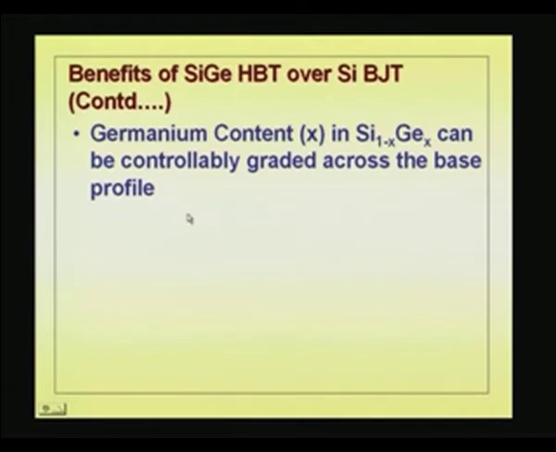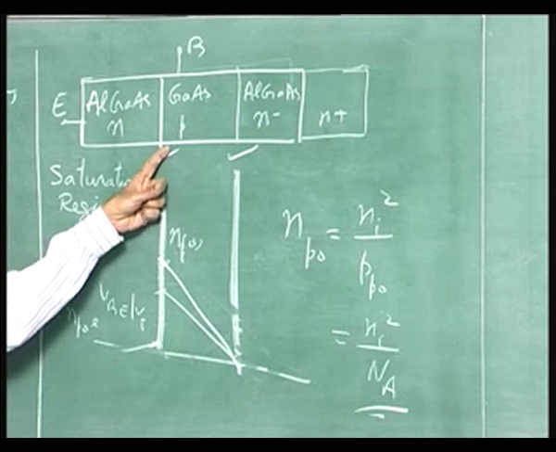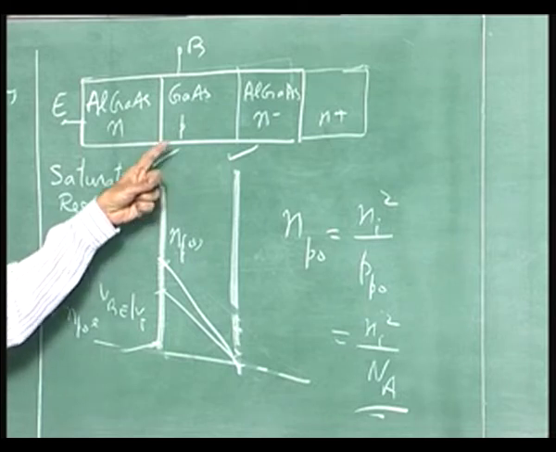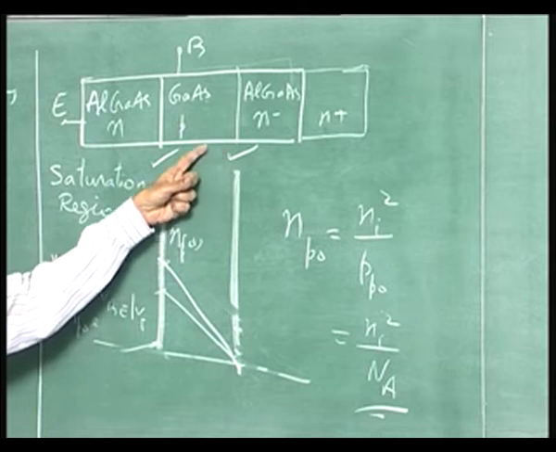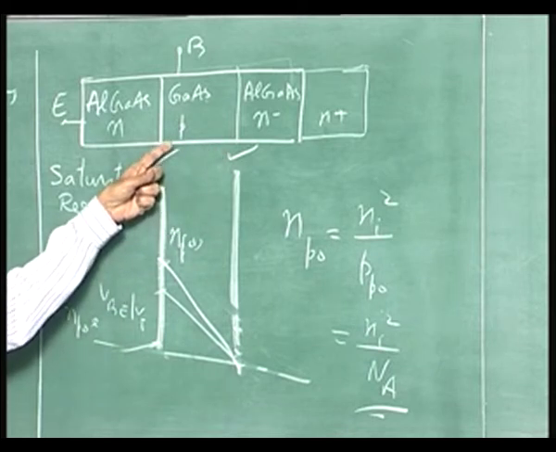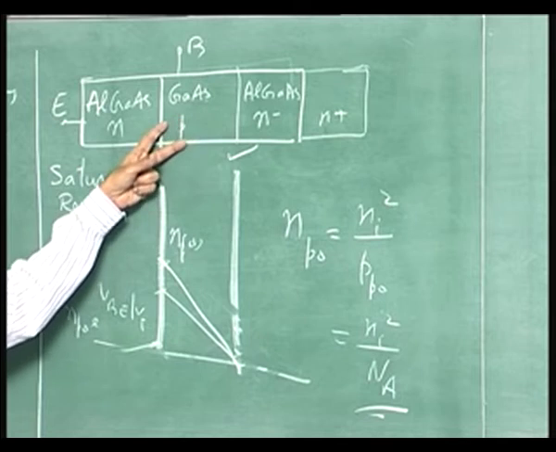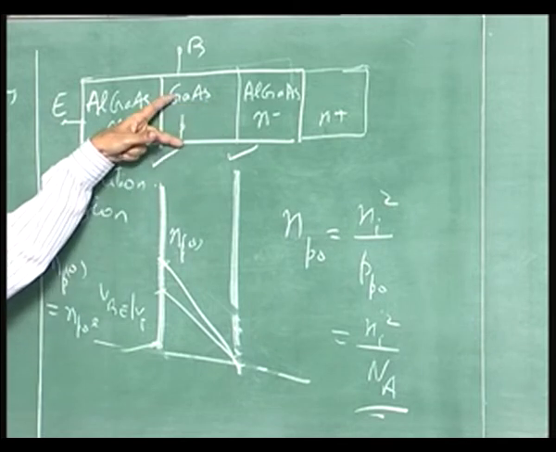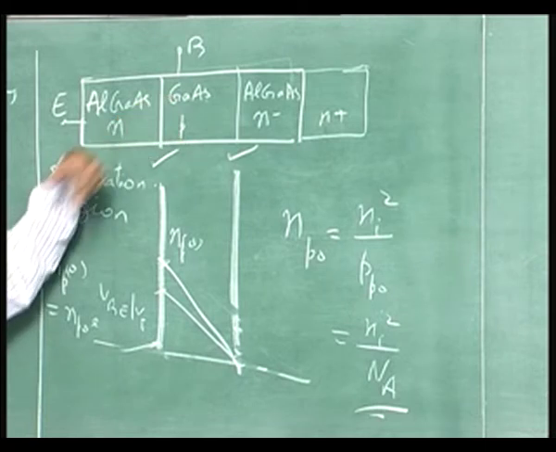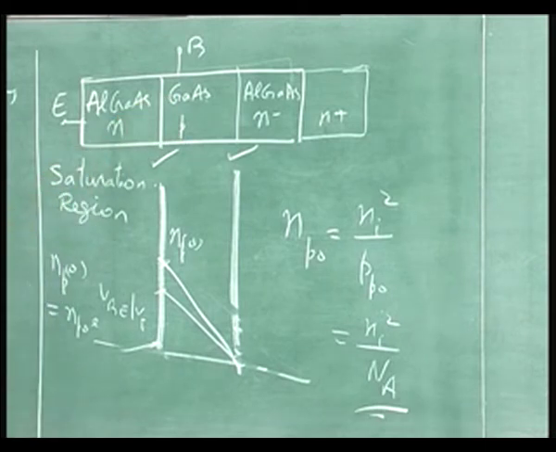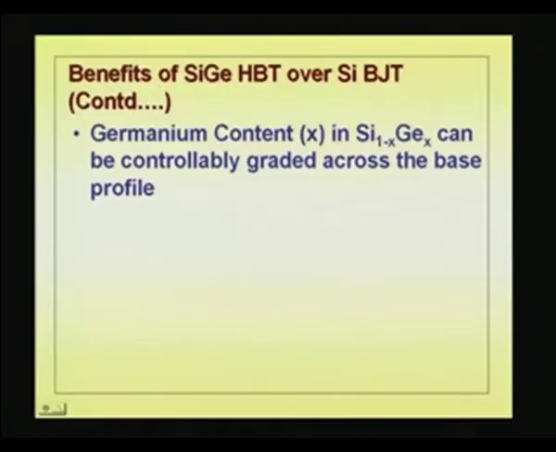As I move from here to here, I can vary that germanium content. I can make the germanium content more here, I can keep on changing that. That means I can vary the band gap across the base, narrower band gap, wider band gap here. You can do that by, while growing, varying the mole fraction of germanium by adjusting the flow rates or by adjusting the germanium content in the MBE. So, you can vary the band gap.